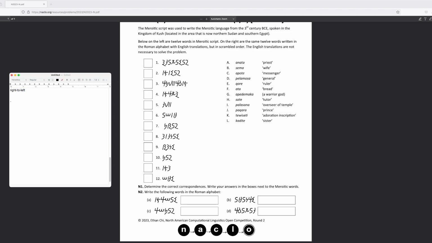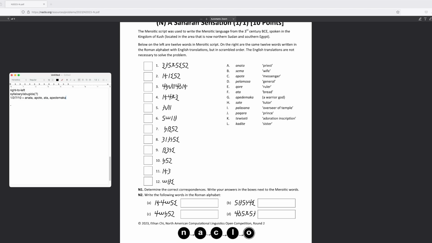While we're at it, we can also write that it's probably a syllabary slash abugida, but we're not too sure yet, and that our words that are the ones starting with A are going to be 1, 2, 7, and 10. And then these are going to be anata, apote, ata, or apedemaka. One is that the word ata is the shortest word we have in our corpus on the English side of things. So we can kind of go off a whim here that among 1, 2, 7, and 10, the one that is ata is going to be the shortest of those.